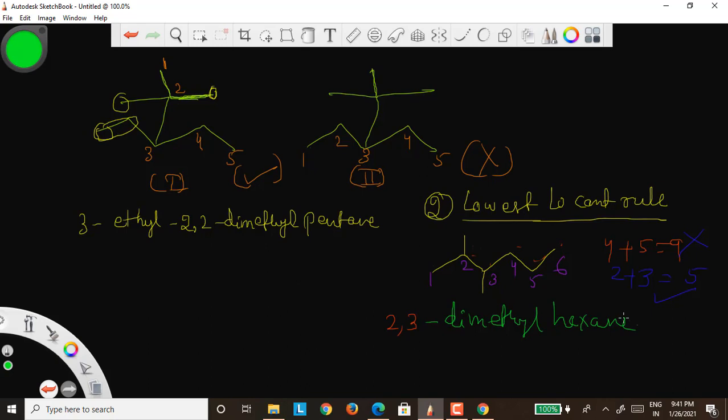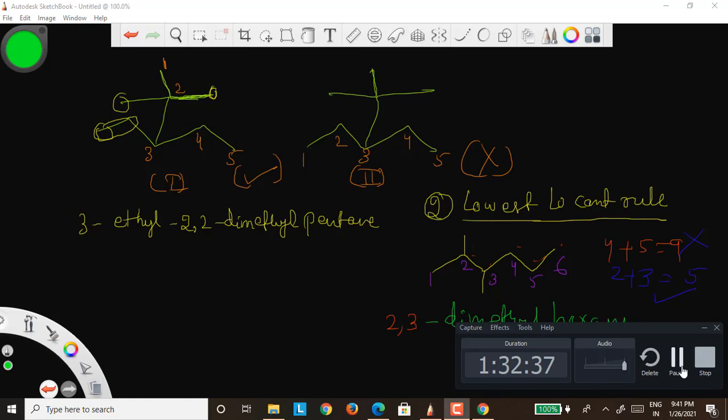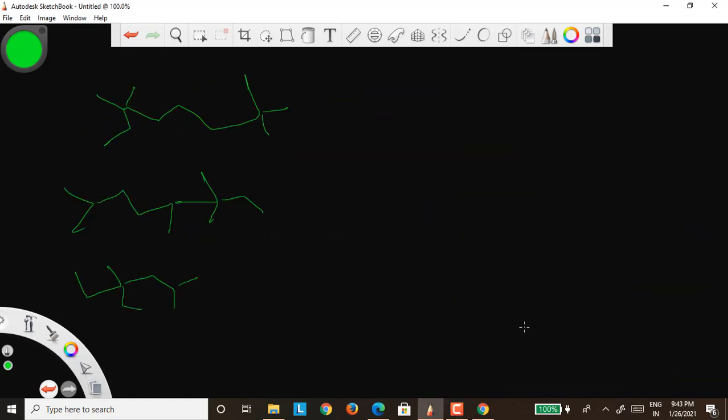Okay. So on the next page I am giving some questions. Let us try to answer. Let us number and give names to the following. Now, we need to number from left to right or right to left. Longest chain we can give.